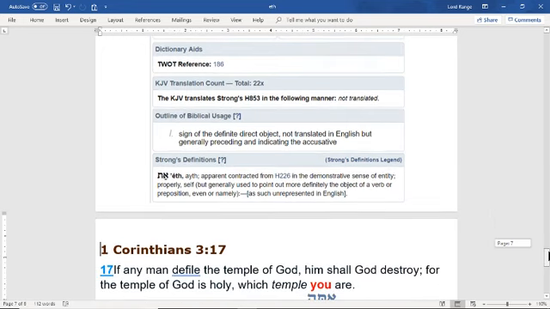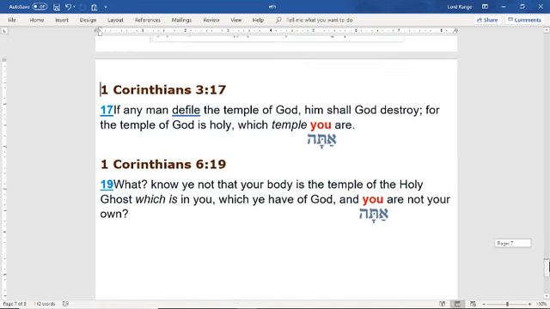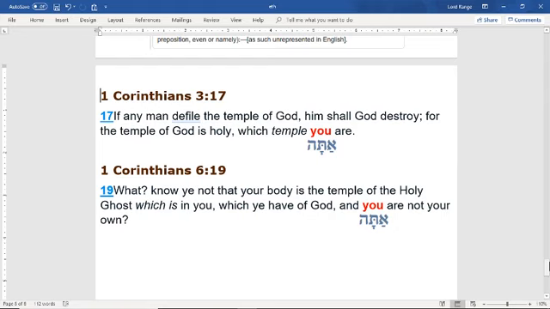And so basically, what does this mean? To explain it, just go to some more verses. Go to 1 Corinthians chapter 3, verse 17. It says, if any man defile the temple of God, him shall God destroy. For the temple of God is holy, which temple you. If you translate this word you back to Hebrew, it's going to be atah, which temple atah are. Our bodies are the temple of Christ.